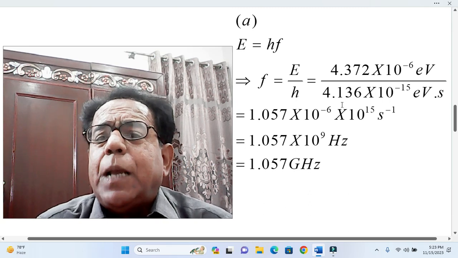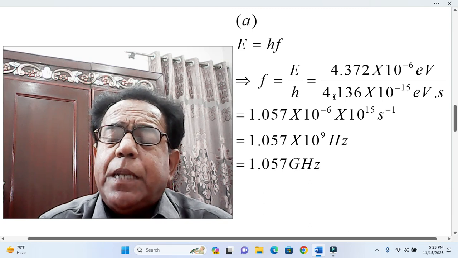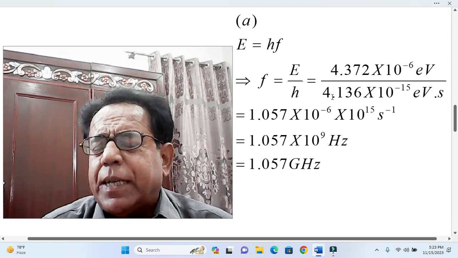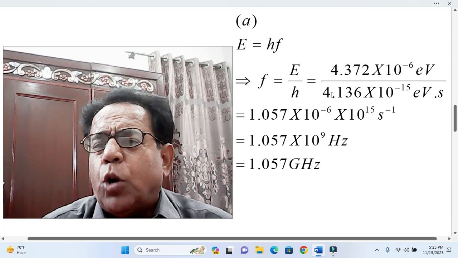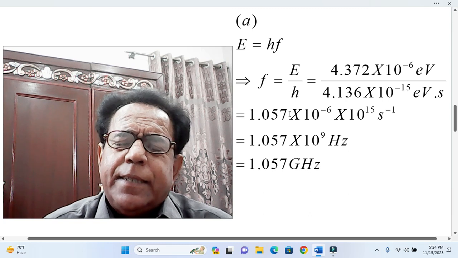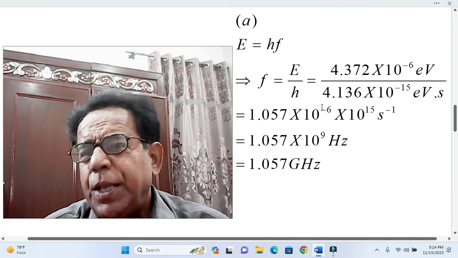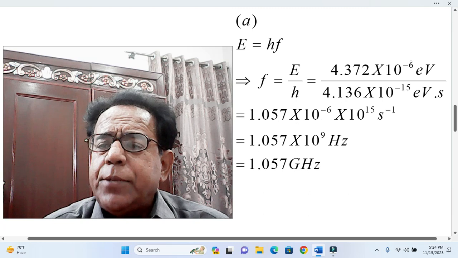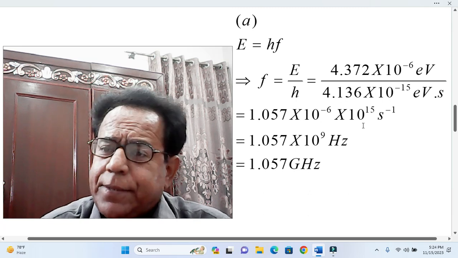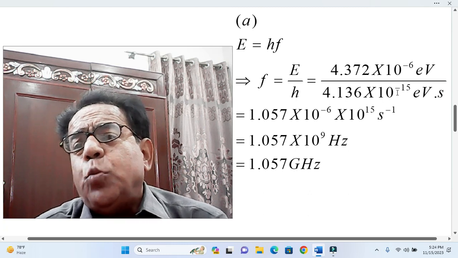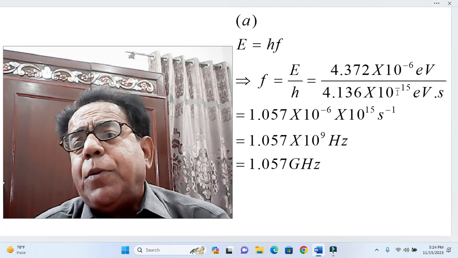In that snapshot, the value of Planck's constant h has been given in two alternate systems. Anyhow, we have taken the one which is suitable for energy in electron volt. Next to this there is just a simplification. When we divide 4.372 by 4.136, we get 1.057, times 10 raised to the power minus 6 times 10 raised to the power plus 15. Because 10 raised to the power minus 15 is in the denominator, when shifted to the numerator it becomes 10 raised to the power plus 15.